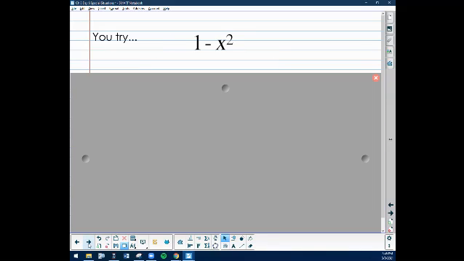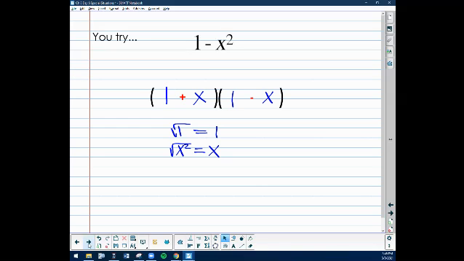Last one I want you to try. Now this one is a little confusing, but 1 is a perfect square. All right, hopefully you tried it. The square root of 1 is 1, because 1 times 1 is 1. That's what, it's like so obvious that we forget. And then the square root of x squared is just x, so we get 1 plus x times 1 minus x. All right, so that is our special situation for today.